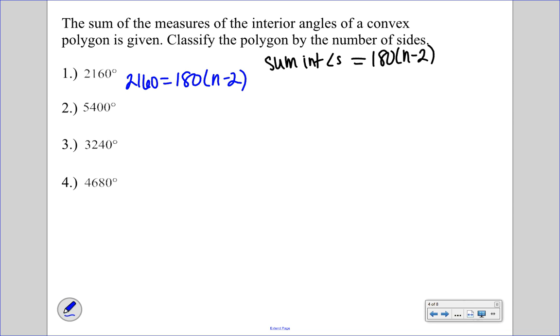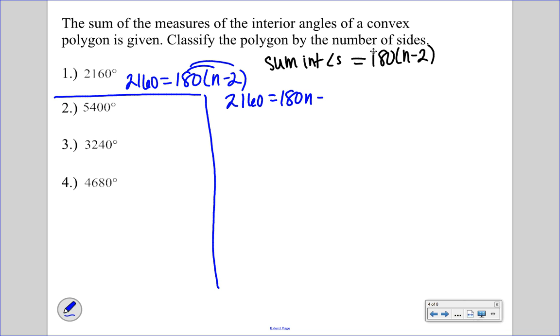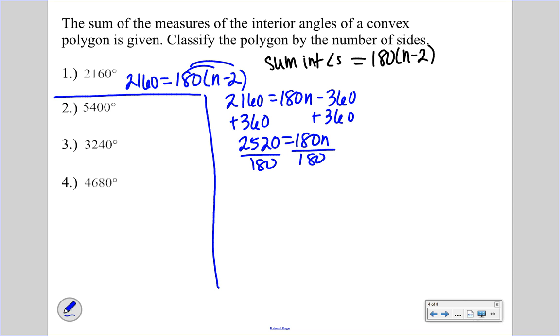So we can plug it in where the sum goes, and then we can solve for n to classify the polygon. So the first up is going to be, let me just section this off. We're going to distribute, so we get 2160 equals 180n minus 360. Add our 360, which is 2520 equals 180n, and then we divide by 180, which gives us 14, so this is a 14-gon right there.